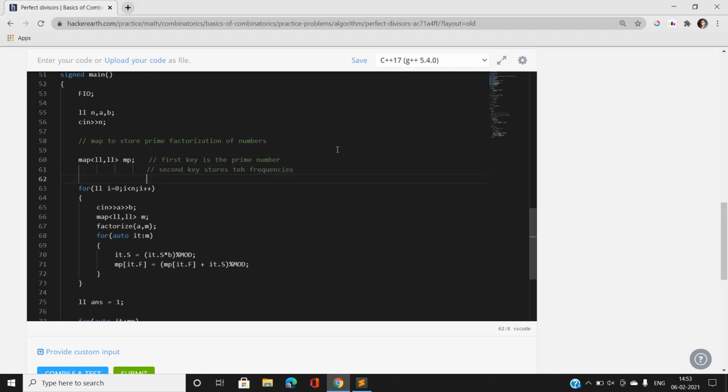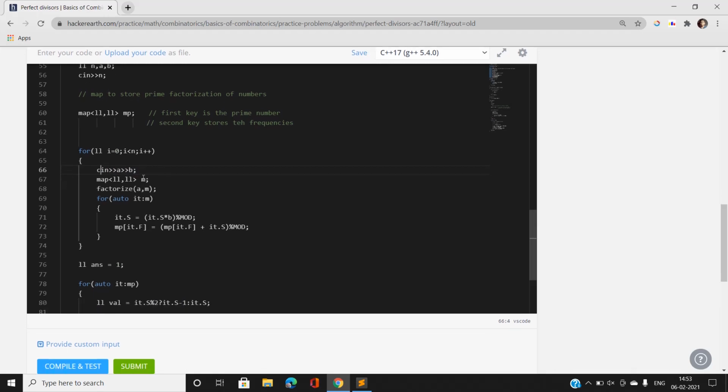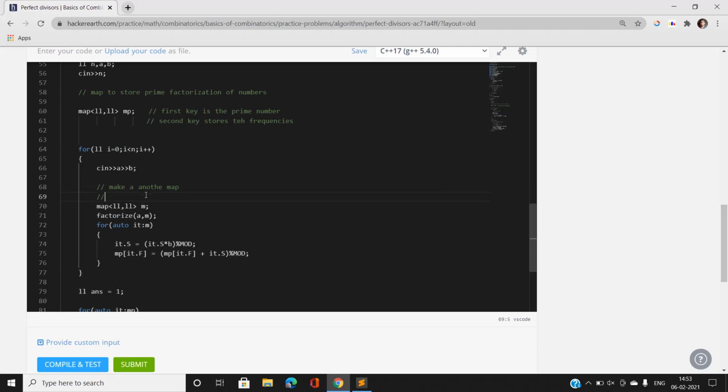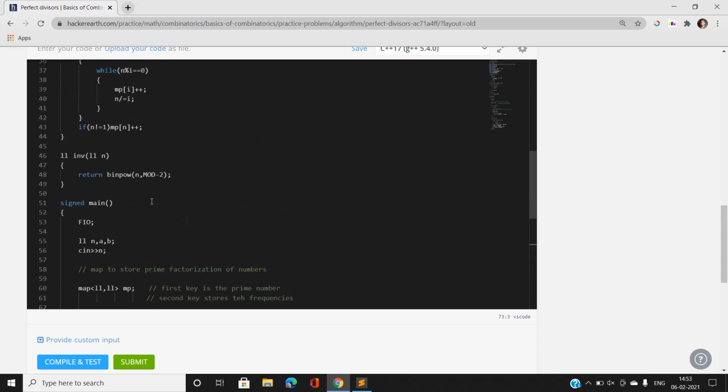So now what I'm going to do is take input xi and yi, that is a and b. So I'm going to make another map, okay. Now what this map is going to do is, this map stores the prime factorization of the base. So this map is going to store the prime factorization of the base, and I'm going to call this factorize am. So what is this factorize am? Let me move further here, okay.